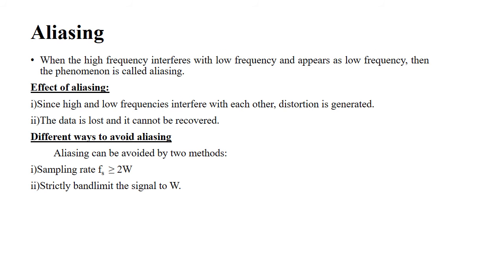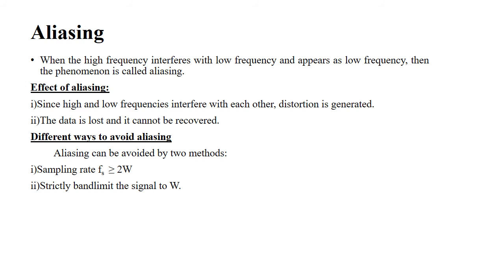So next one is aliasing. What do you mean by aliasing? Aliasing means when the high frequency interferes with the low frequency and appears as the low frequency, then that phenomenon is known as aliasing. There are two effects of aliasing. One is that the high and low frequencies interfere with each other, so distortions will be generated. The next one, the data will be lost when it cannot be recovered from the original equations.